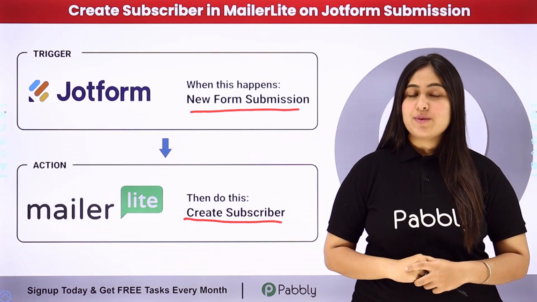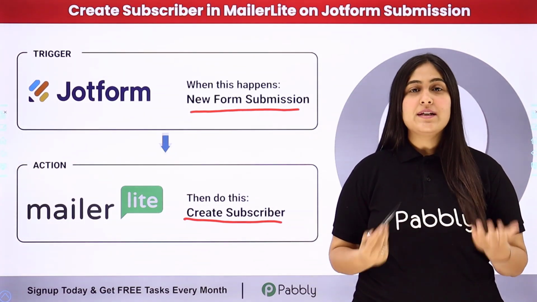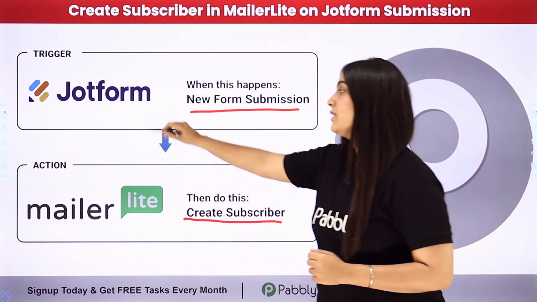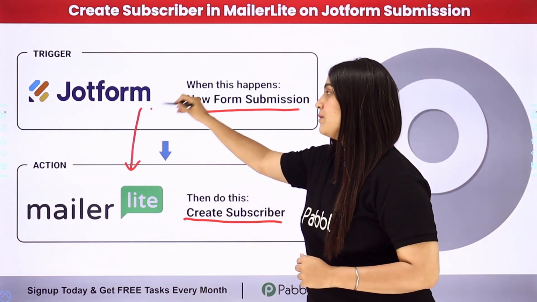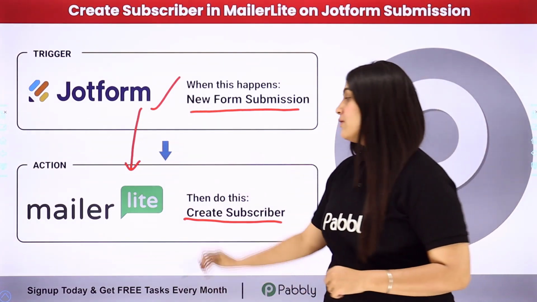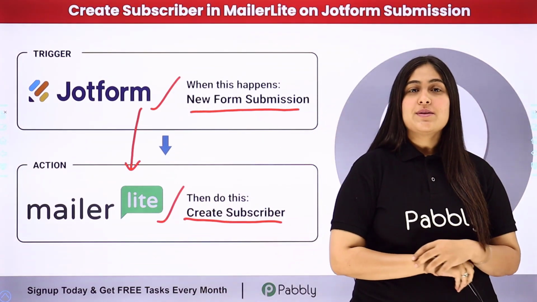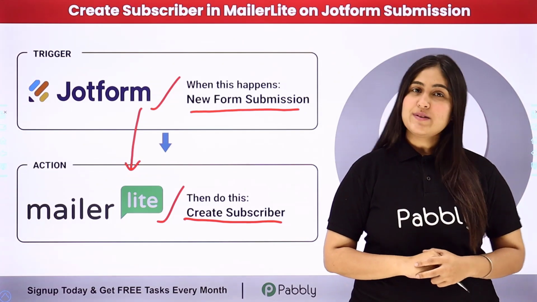So to automate this process, we will use an automation software named Pabbly Connect, in which we need to connect our trigger and our action. So in this process, our trigger application will be Jotform and our action application will be MailerLite. So to learn this process step by step, let me take you to my screen.